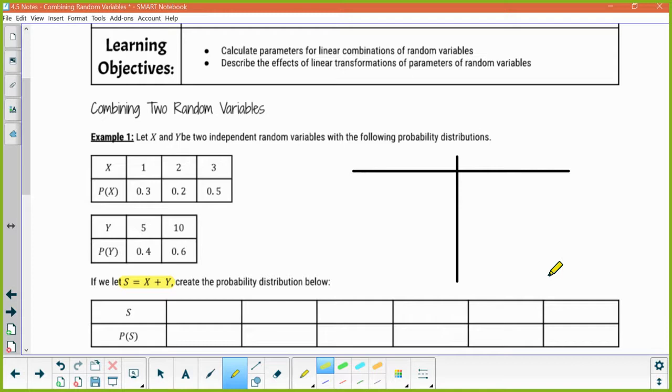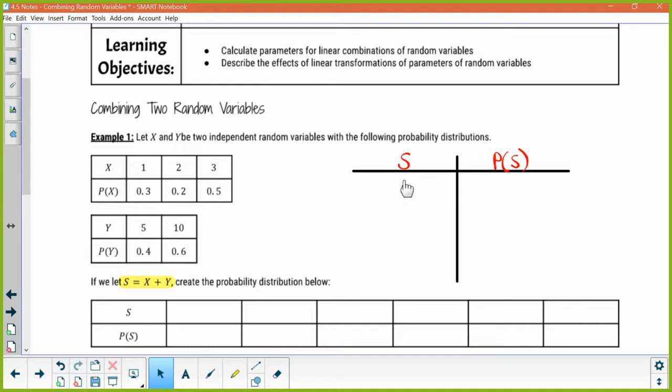So what we have to do is go through and combine each individual piece of data. I'm going to combine 5 with 1, 5 with 2, 5 with 3, 10 with 1, 10 with 2, 10 with 3. So I went ahead and organized it in a table. I have my S and I have my probability of S. Remember, anytime we are describing a set of random variables, we usually use a capital letter. And this one they told us is going to be S, not to be confused with sample space.